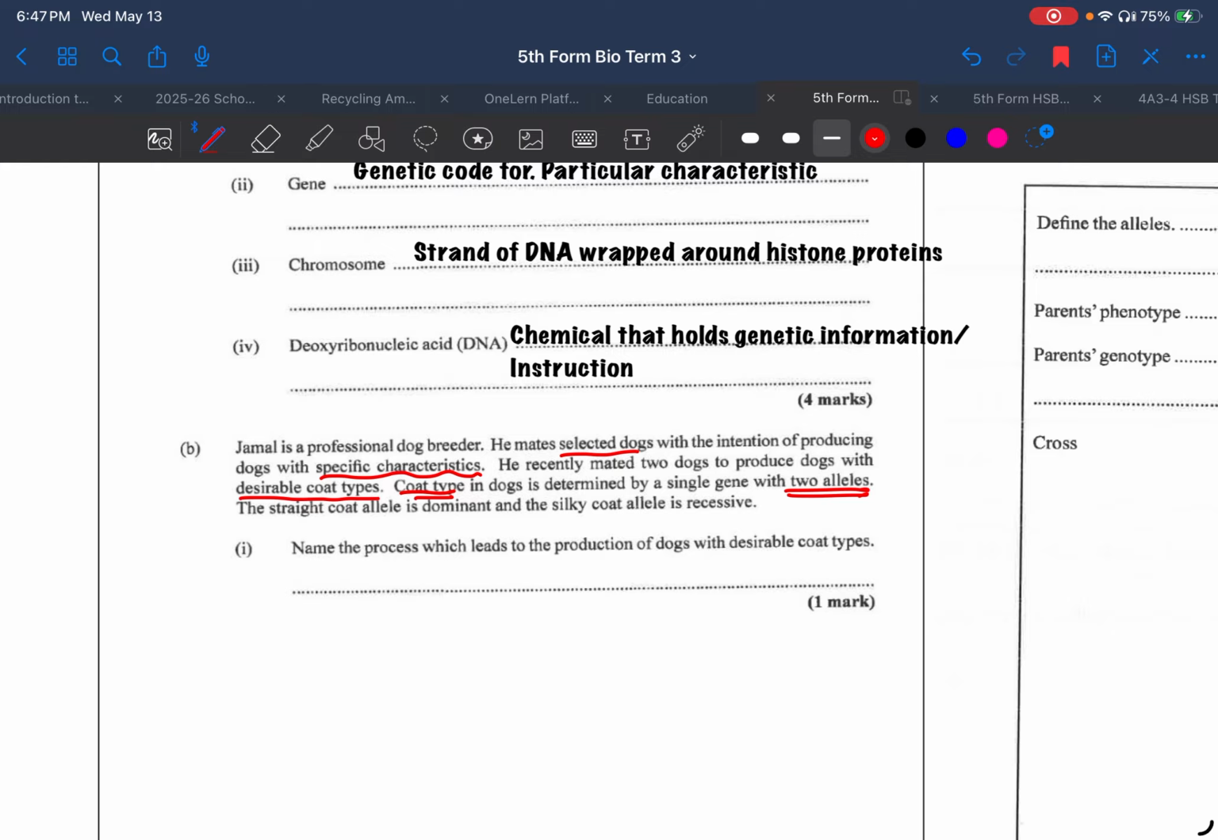I'm going to make another video where I look at the crosses alone by themselves, so you could skip to that one if you need to see it. So name the process which leads to the production of dogs with desirable coats.